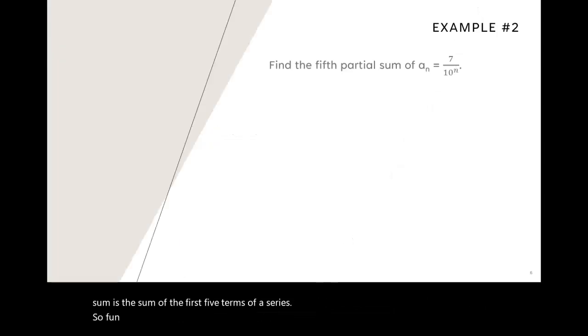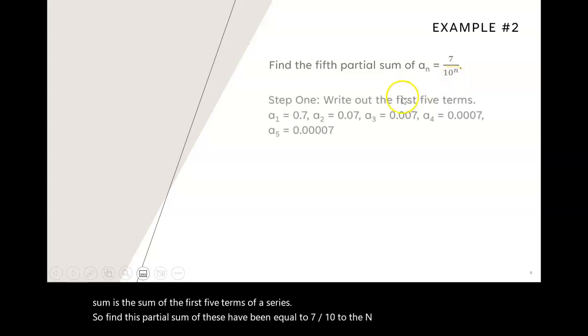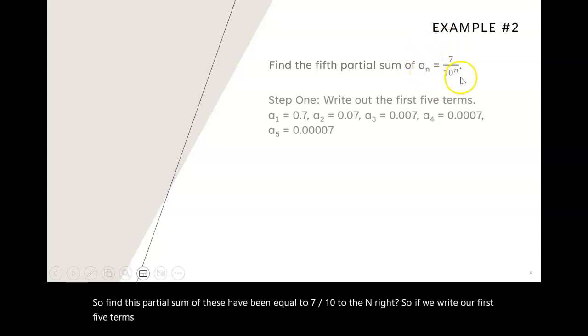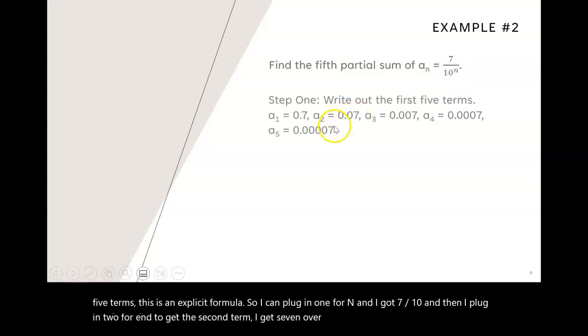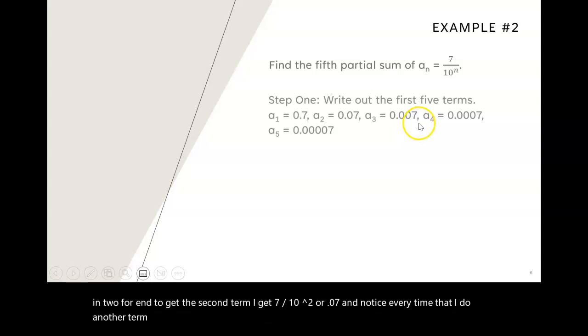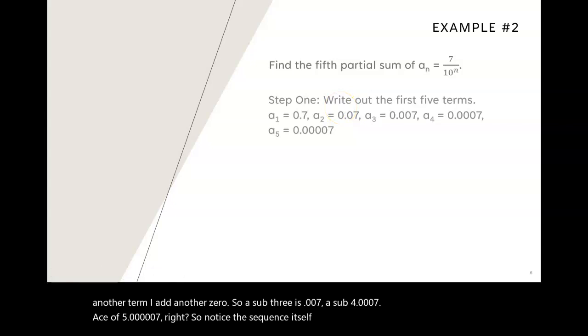So find the fifth partial sum of a sub n equal to 7 over 10 to the n. So if we write out our first 5 terms, this is an explicit formula. So I can plug in 1 for n, and I get 7 over 10. And then I plug in 2 for n to get the second term. I get 7 over 10 squared, or 0.07. And notice every time that I do another term, I add another 0. So a sub 3 is 0.007, a sub 4 is 0.0007, a sub 5 is 0.000007.